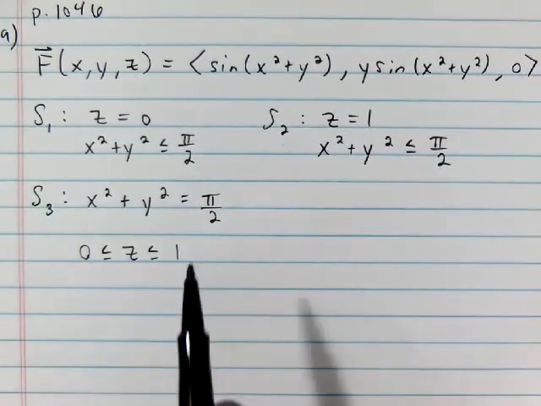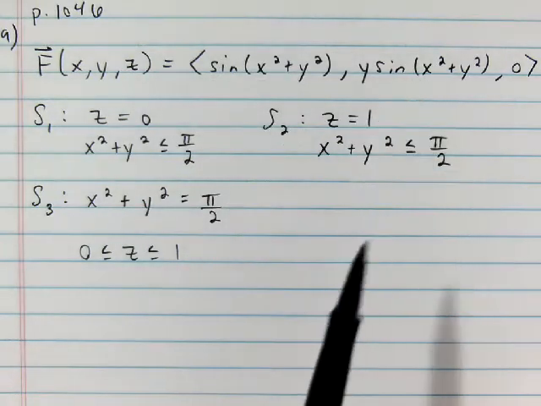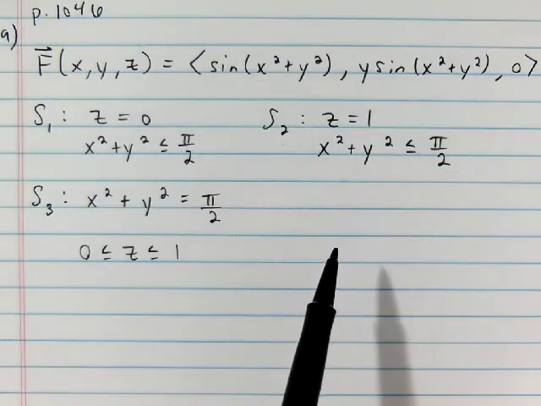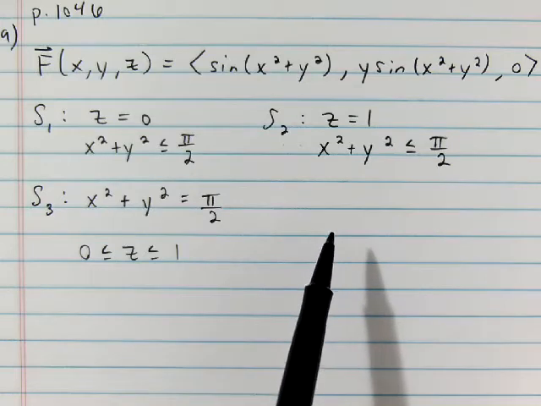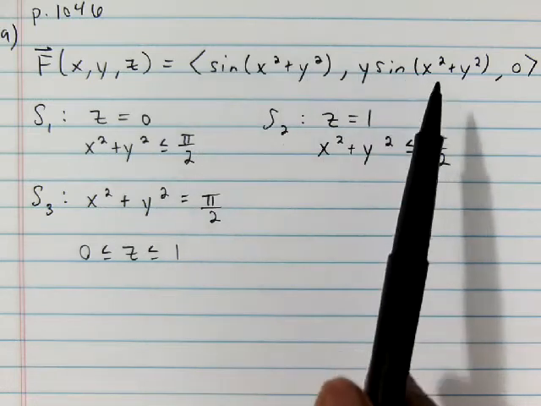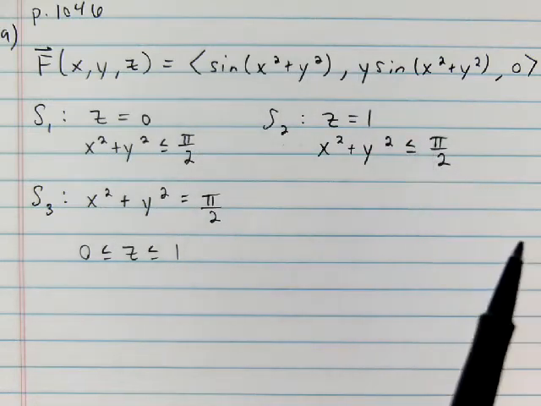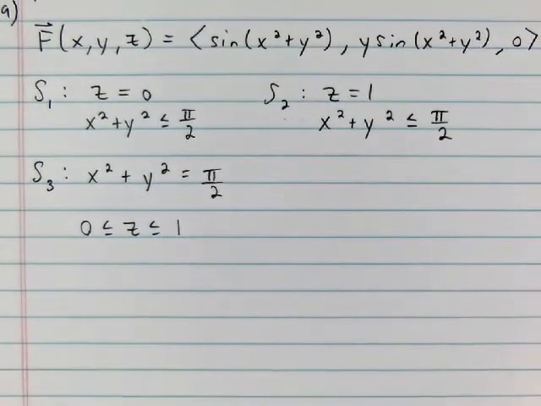All right, so what we'll have to do is parameterize all three of these surfaces, substitute them into our vector field, find the partial derivatives of our parameterizations, take the cross product, dot the vector field with the parameterization substituted in with the cross products, and then evaluate our integral. So that's just an overview of the steps, but we'll go through each one of them in detail.